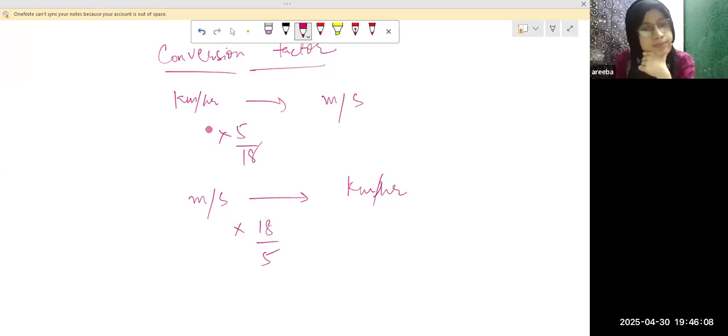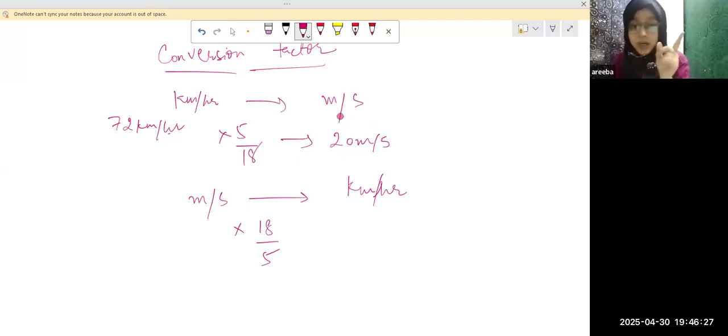Example, let's write an example. Suppose I have been given 72 kilometer per hour. I have to convert it into meter per second. So 72 times 5 by 18. 18 fours are 72, then 4 into 5, 20 meter per second.